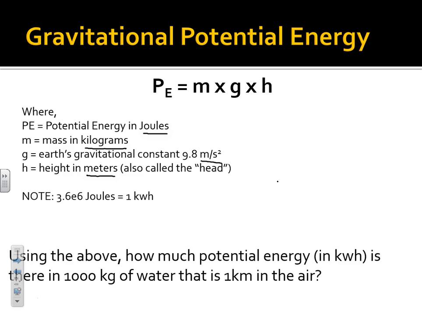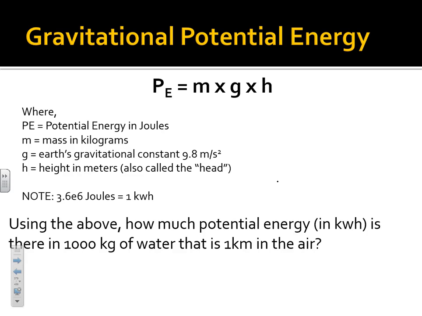Now let's do a sample problem. Using this equation above, how much potential energy in kilowatt hours is there in 1,000 kilograms of water that is 1 kilometer in the air? These should be pretty easy numbers. Feel free, in fact, I encourage you, to do this on your own right now. Let's go through this calculation. Our equation is straightforward: potential energy is mgh. So we have a mass of 1,000 kilograms.